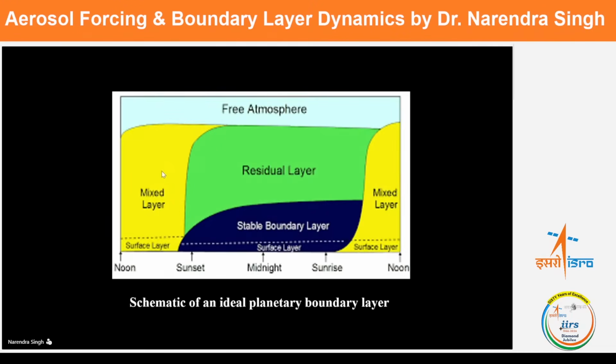This is part of the mixed layer in the daytime, but at nighttime it again gets divided into two parts. One remains there in the form of residue in the atmosphere. We call it the residual layer, and one becomes very stable at nighttime. Mostly all the mass settles down in the lowermost part of the atmosphere, and we call it the stable boundary layer. There is no mixing or settlement in the night beyond this limit. So a few hundred meters, you can say 300 or 400 meters.